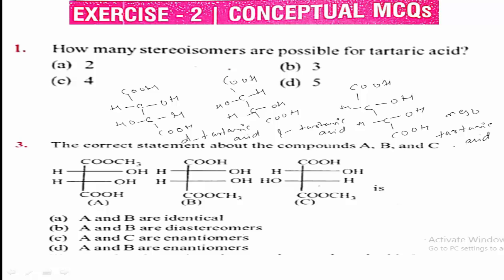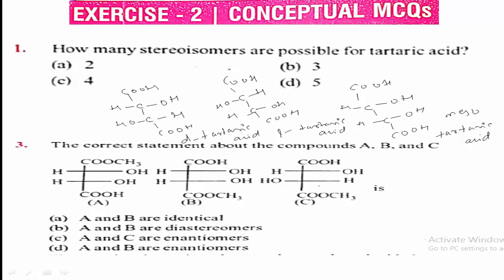Okay, just observe the three written structures of tartaric acid. What is the difference between these three structures? First, compare structure 1 and structure 2. What is the difference here? In the second carbon atom, here H is present, but here the OH group is present. Is it right? Here this carbon atom contains the OH group, but here H is present. And in the third structure, on the same side, two hydrogens, and here the OH group.